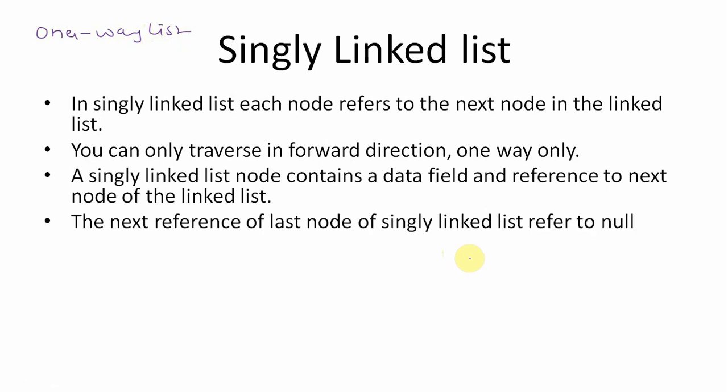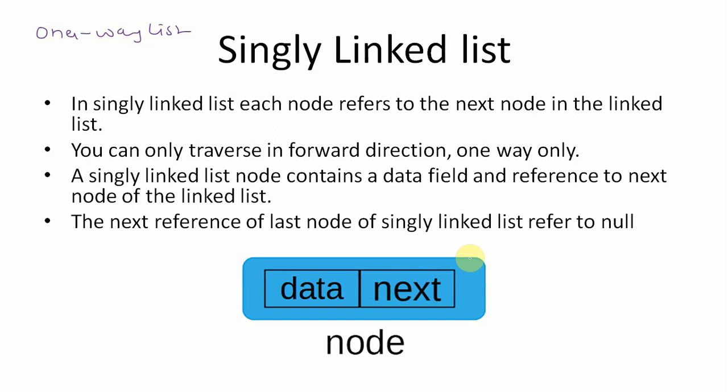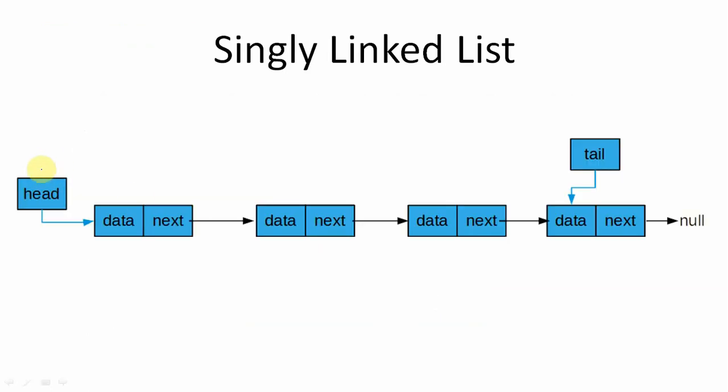The next reference of the last node of singly linked list refers to null. So this is the node, every node will contain a data value and a reference to the next node in singly linked list. So this is a singly linked list where each node is connected to only the next node. The first node is denoted by head and the last node is denoted by tail.